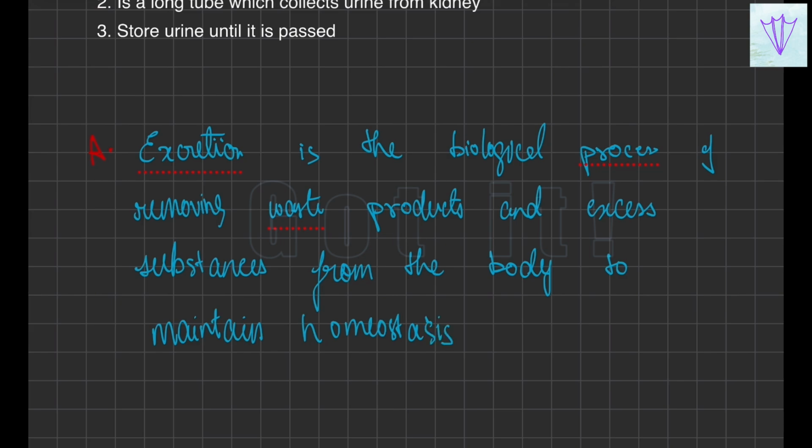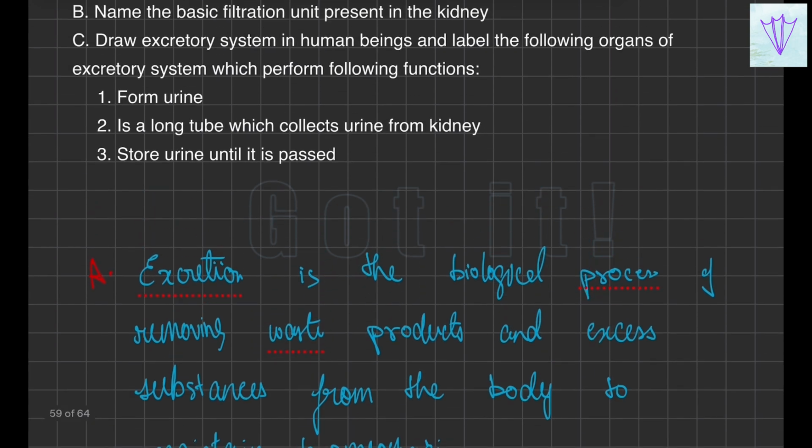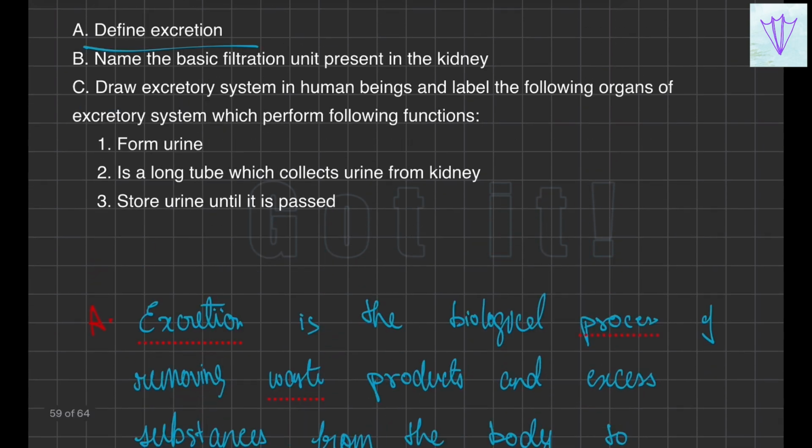So what I have written is: excretion is the biological process of removing waste products and excess substances from the body to maintain homeostasis. When you write such things like homeostasis, excess substances, removing waste products, make sure you underline the important points so that they'll be clearly visible to the eyes of your examiner or the person who is correcting your paper. Sorted.